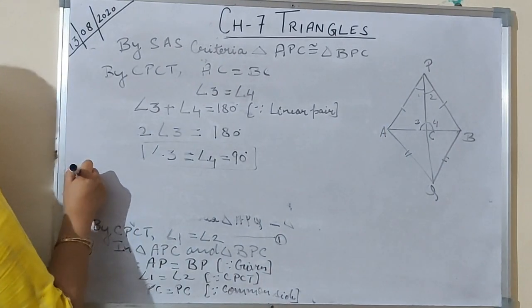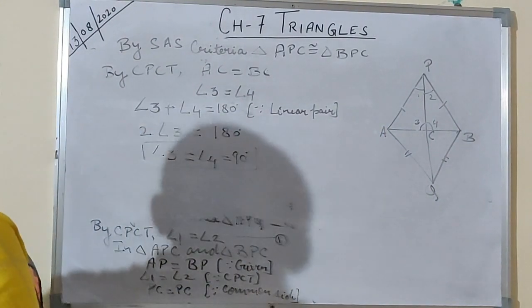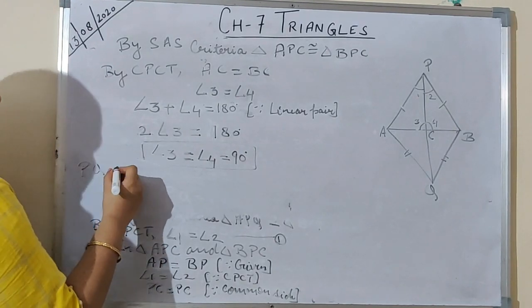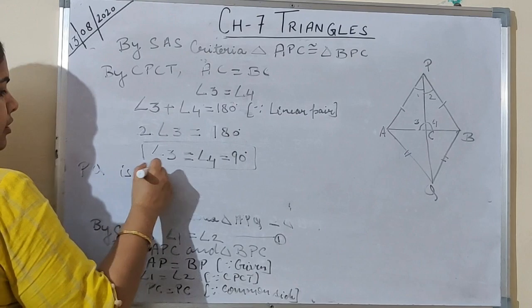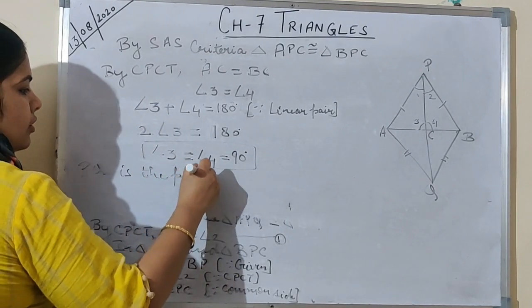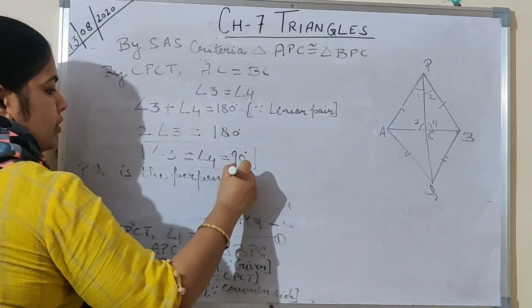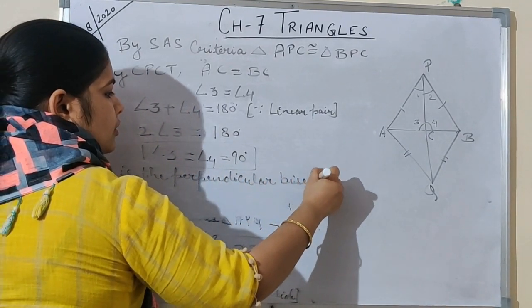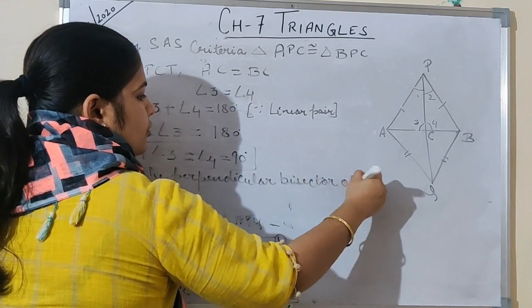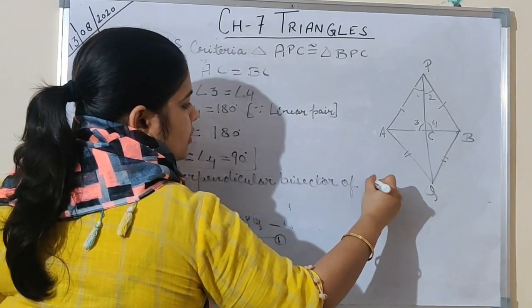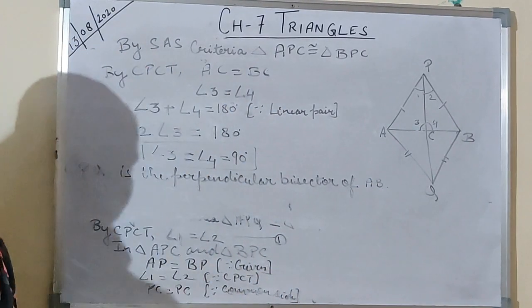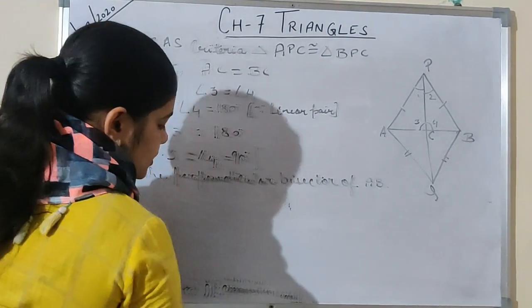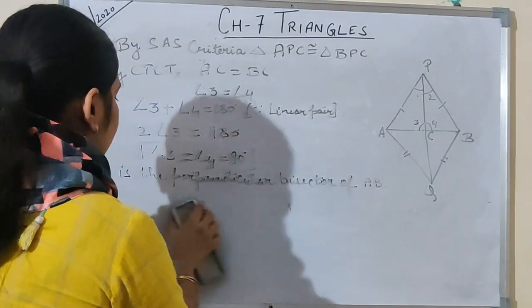So we can say that PQ is the perpendicular bisector of AB. Okay. So this was our example that we needed to prove.